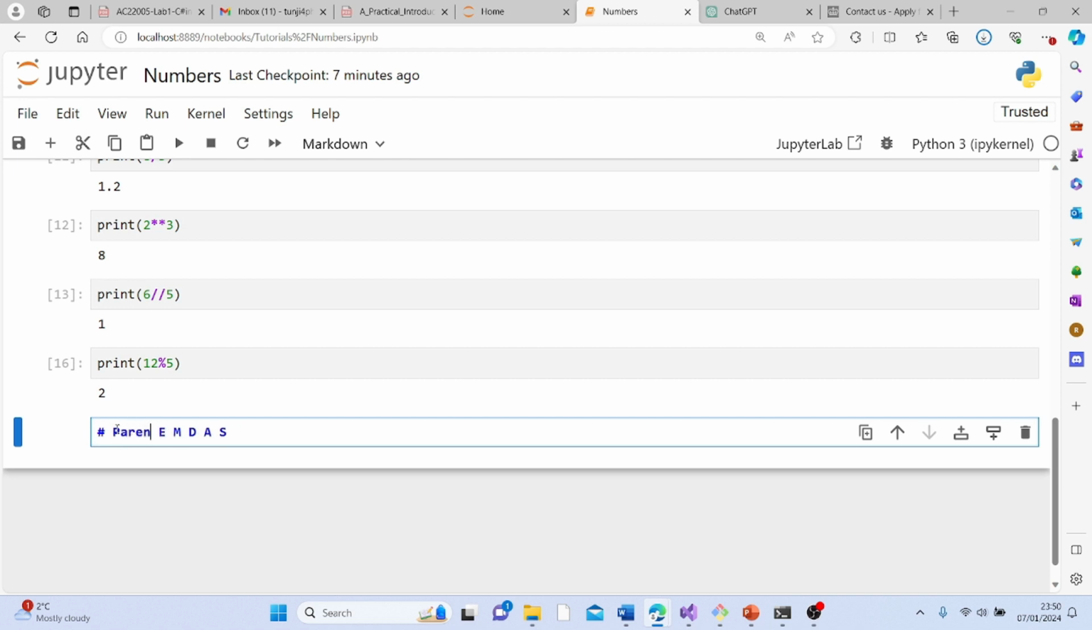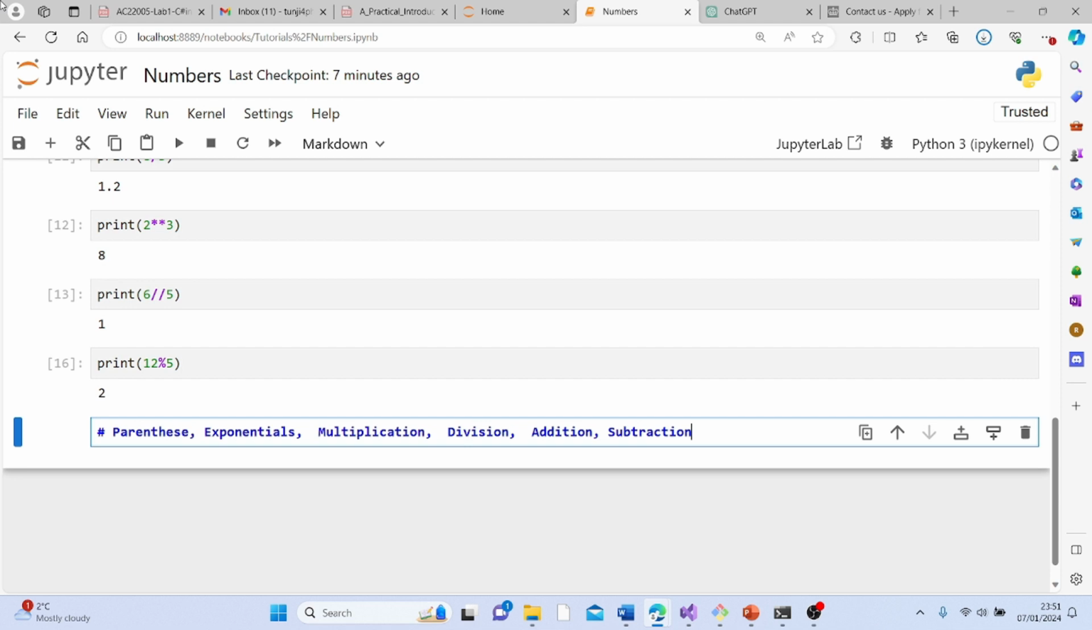So the first one is the parentheses. Whatever you want to do first within your arithmetic expression can be put in parentheses. The next one is exponents. Next we have the multiplication, and next we have the division, the addition, and lastly the subtraction. So this is the order of operations.